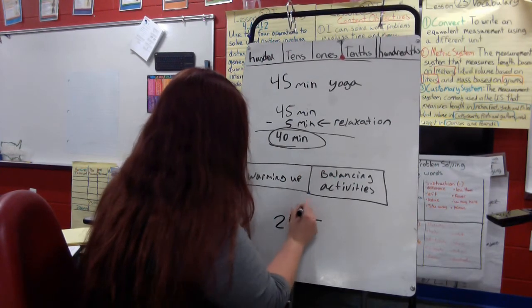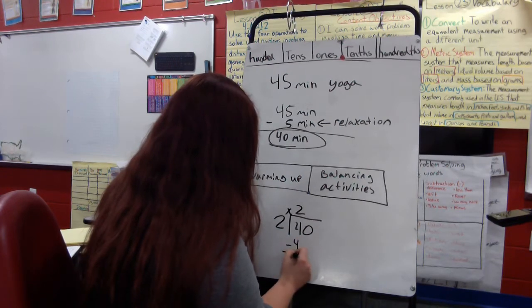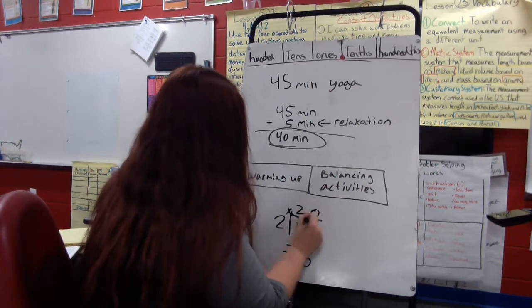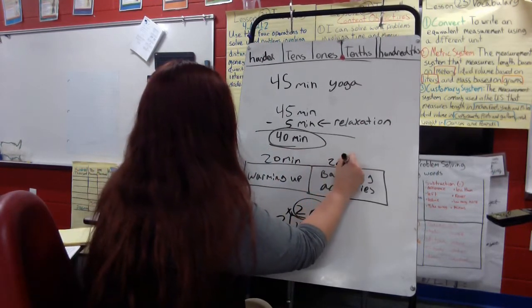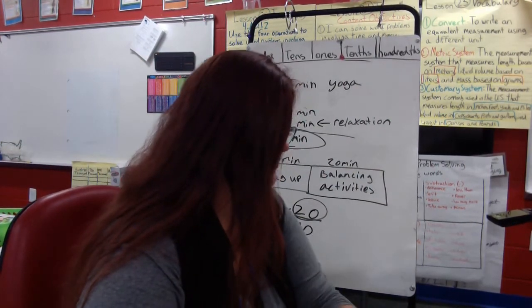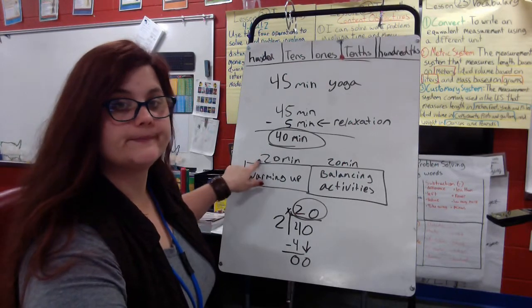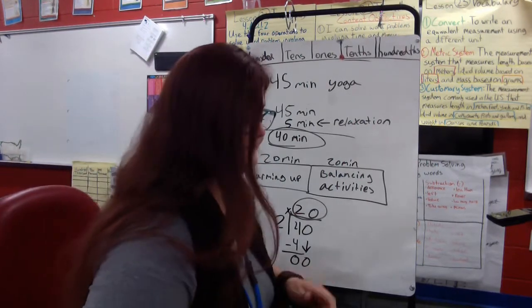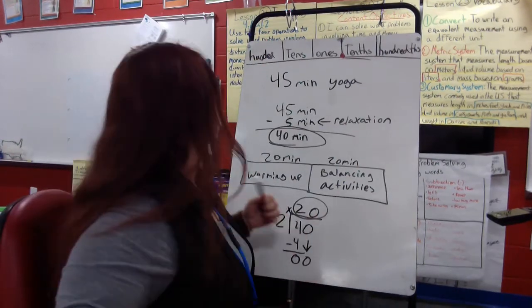2 goes into 4 twice. 2 times 2 is 4. We subtract. Bring down our 0. 2 goes into 0. 0 times. So each of these activities was worth 20 minutes. So your answer that asks how much time is spent doing warm-up, 20 minutes. Easy peasy, guys. Easy peasy, lemon squeezy.